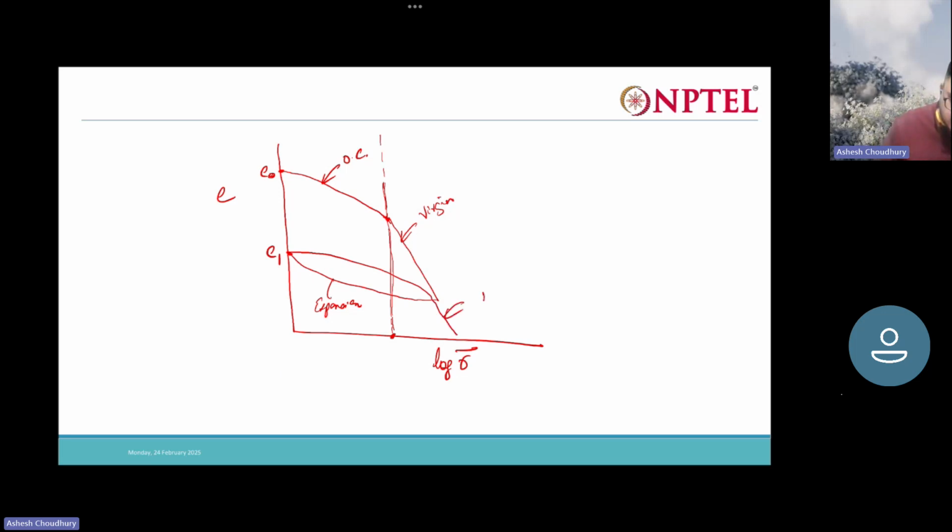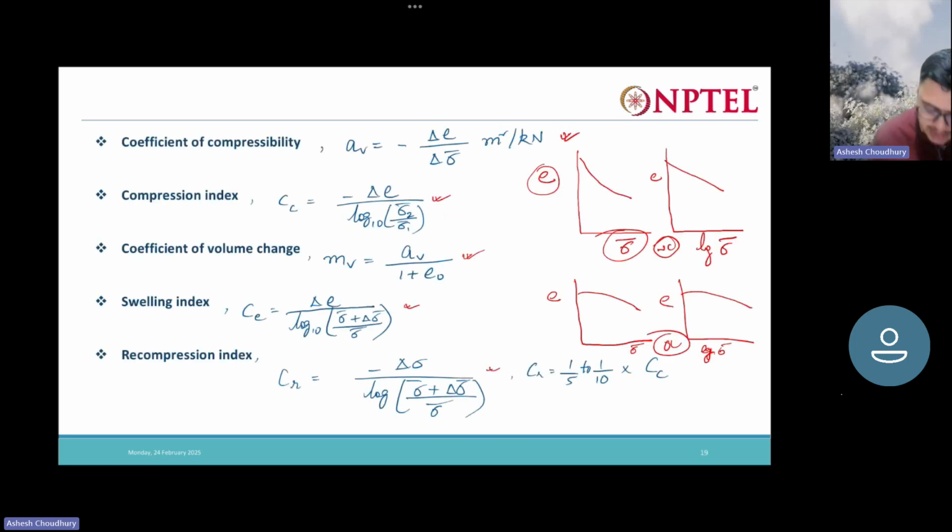Now this state is also the normal. And this pressure is known as the pre-consolidation stress. Now let us see. The swelling index is nothing but the slope of that swelling curve, the expansion curve. The decompression index is the slope of the decompression. Okay.